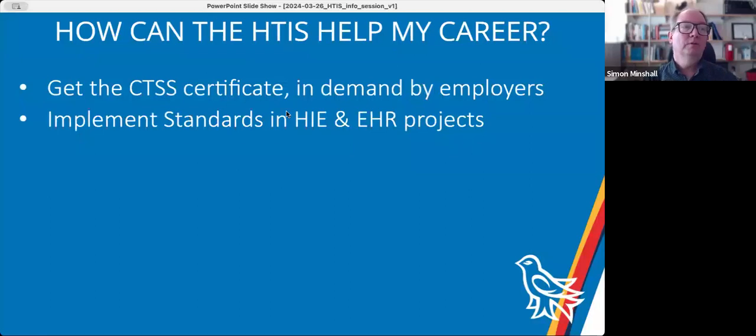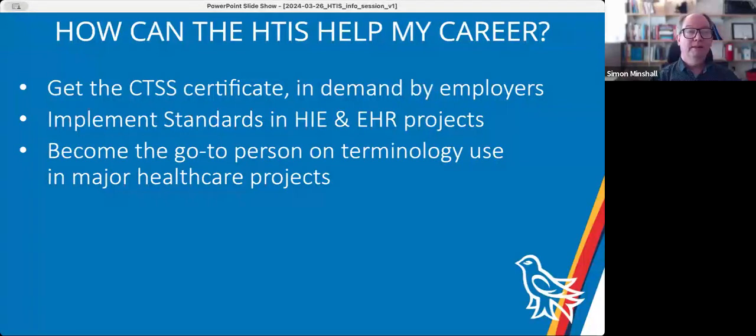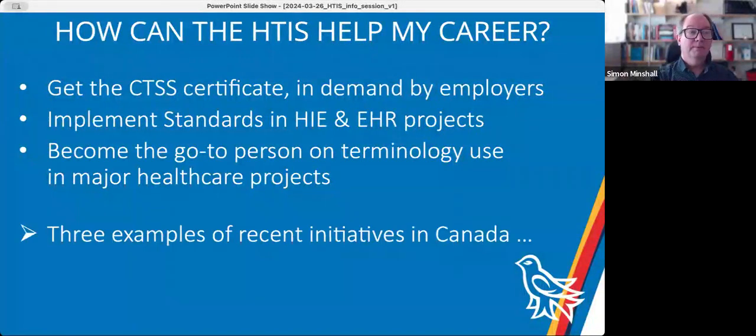So how can it help your career? Well, it will allow you to get the CTSS certificate. And if you look for standards-based employment opportunities or situations vacant around the country, you'll find that this certificate is in demand. You could become the go-to person for implementing standards for health information exchange or electronic health record projects, or generally you could be the go-to person for terminology standards within your organization. This certificate program is quite intense, and there's a lot of learning that happens.